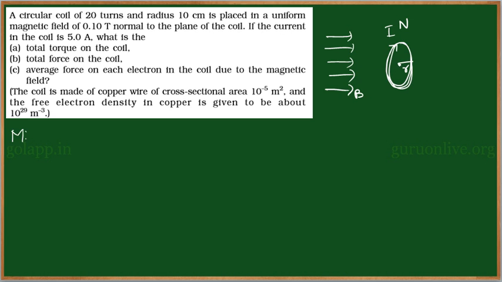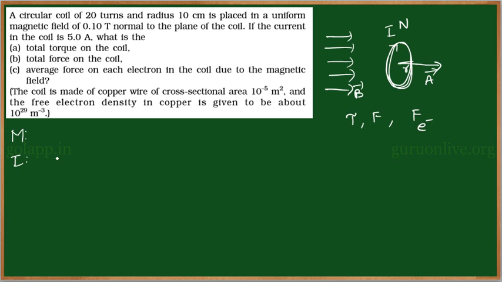So if you draw a normal to the plane of the coil, that normal makes 0 degrees with the magnetic field. This normal vector can be considered as the area vector A. So the angle between A and B is 0. In this case, we need to find the torque acting on the coil, the force acting on the coil, and the average force acting on each electron. These three we need to find out. That is our motive. Now come to the solution part.